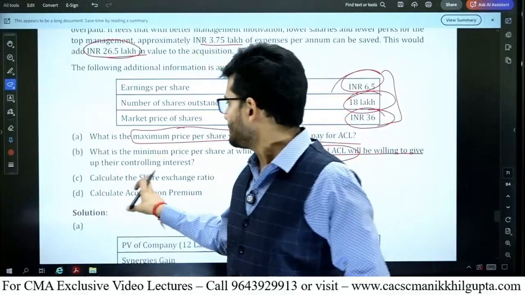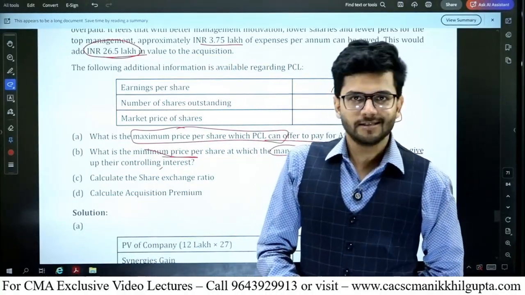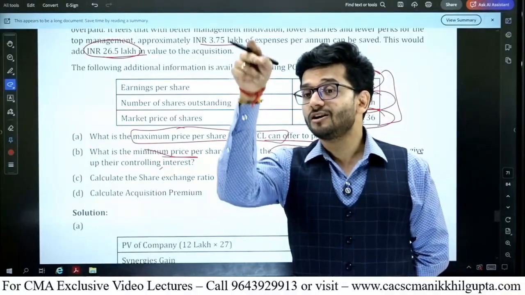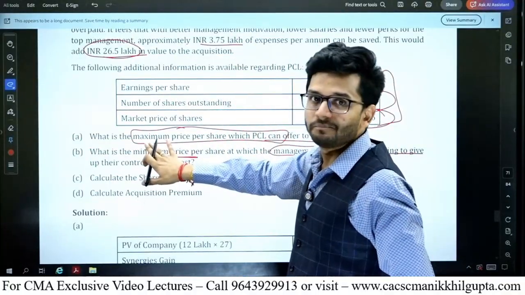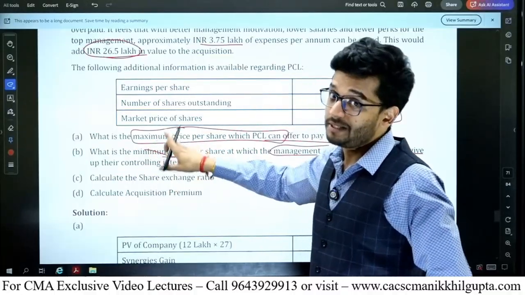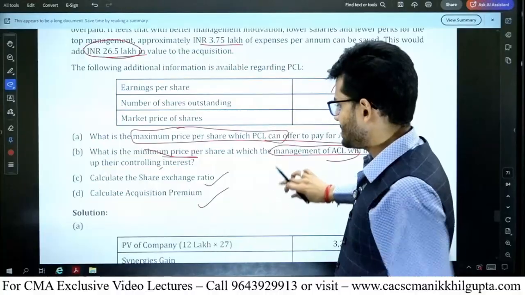Because it is a minimum price, they will forego the additional synergy, but they will take the synergy which is owing to their salaries. Please note that: minimum price, maximum price. Please take note of these words, very, very important. Calculate share exchange ratio, acquisition premium, these are very simple.